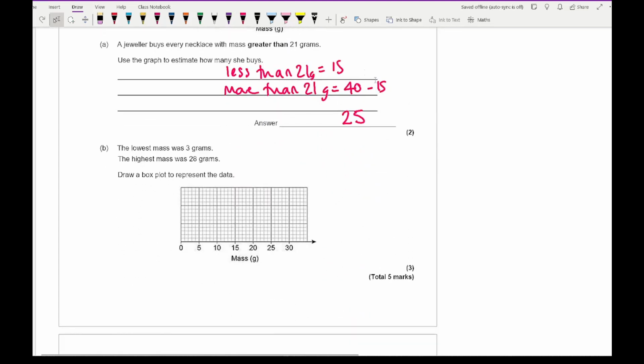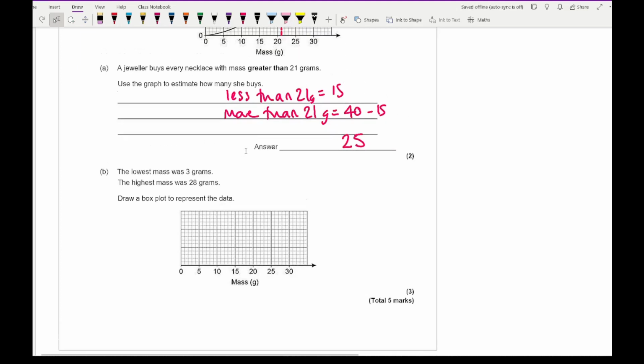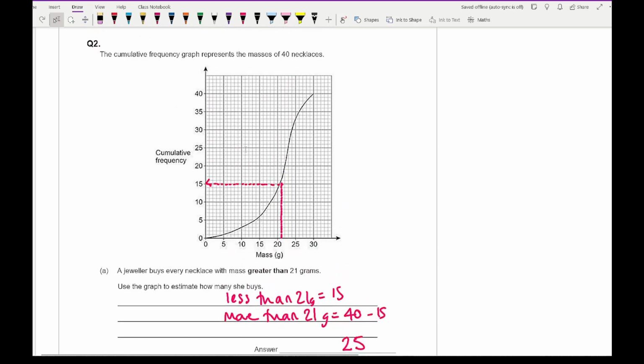It then says for B, the lowest mass was 3 grams, the highest mass was 28, and we want to draw a box plot to represent the data. Now with this, I need 5 bits of information. I need to know the minimum point, the lower quartile, the median, the upper quartile, and the max. Now in the question it tells me that the minimum value is 3 and the maximum value is 28.